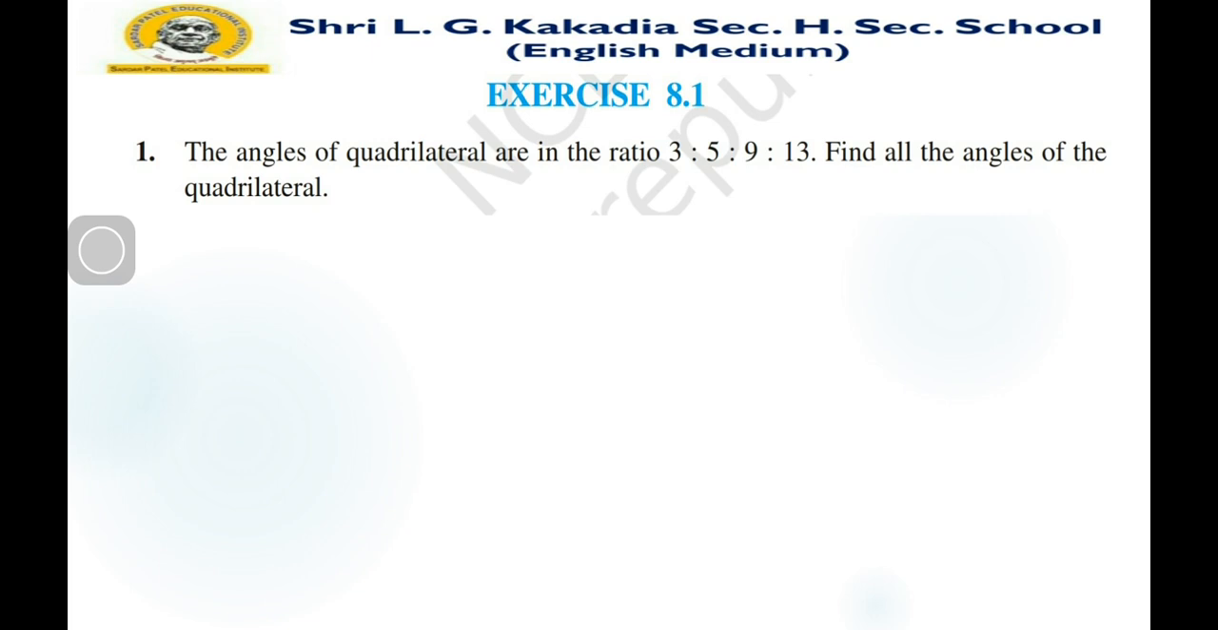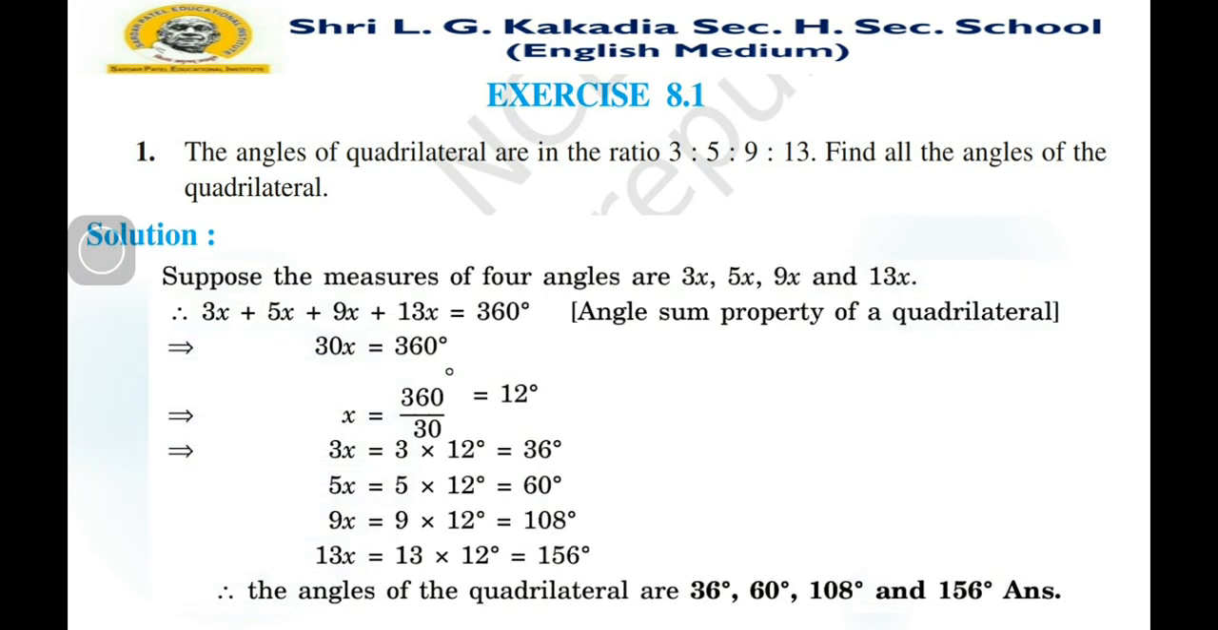So let me assume the solution. Suppose the measures of the four angles are 3x, 5x, 9x and 13x. Now we know that 3x plus 5x plus 9x plus 13x is equal to 360 degrees. It is the angle sum property of a quadrilateral, as we know that the sum of angles of a quadrilateral is 360 degrees. So we can say that this is angle 1, angle 2, angle 3 and angle 4. So we take the sum of these four angles and we get 360 degrees.